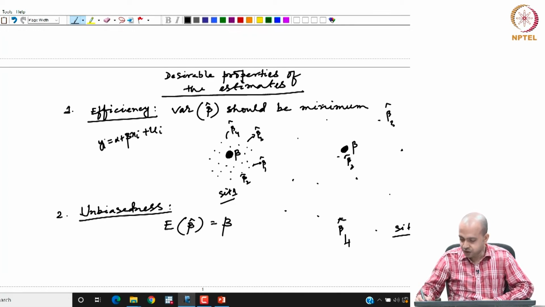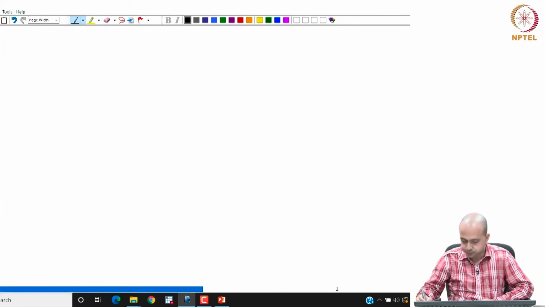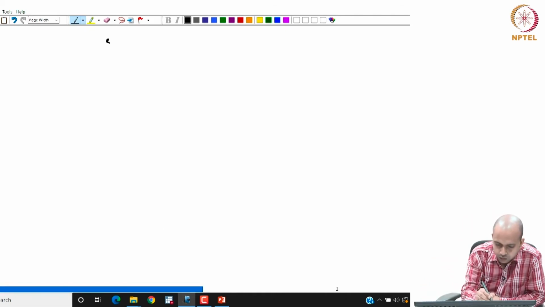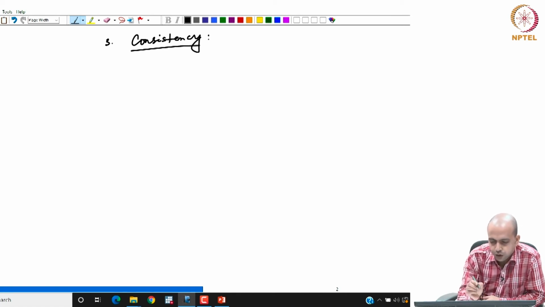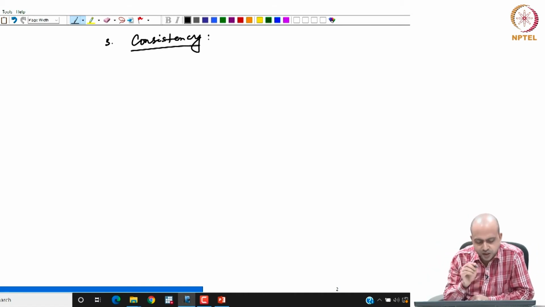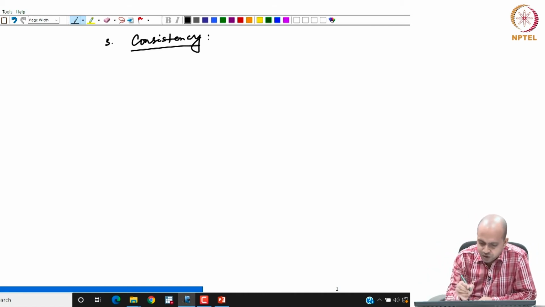And then the third property is called consistency. The consistency property is a little involved, I will explain step by step. Let us say that you have estimated your beta hat value as this and your true population parameter is this. So the difference between these should be minimum.